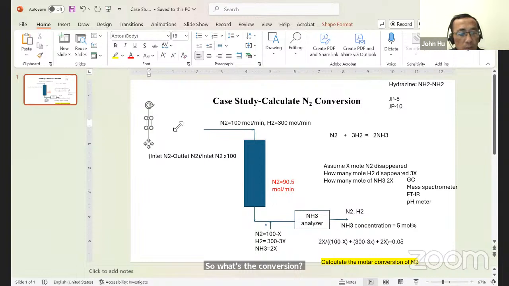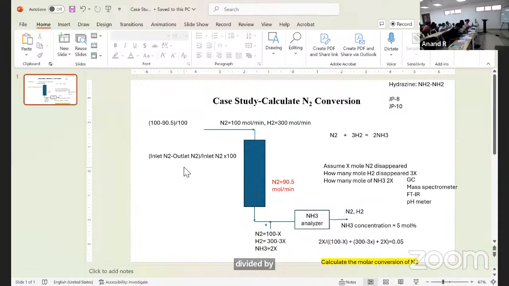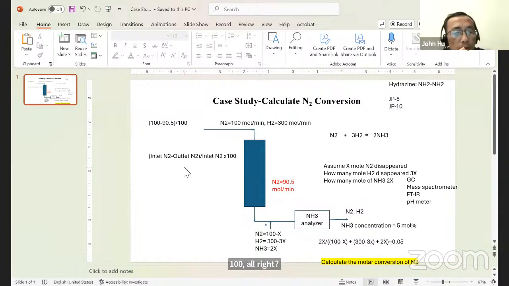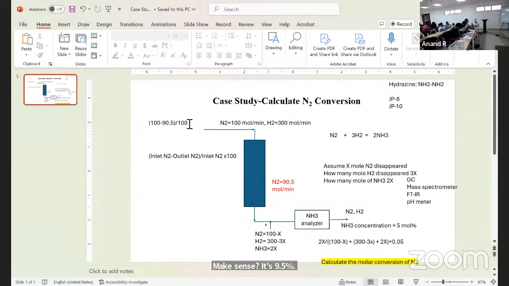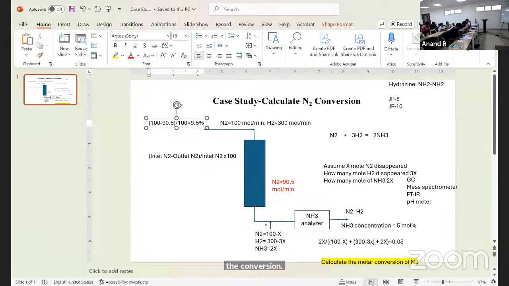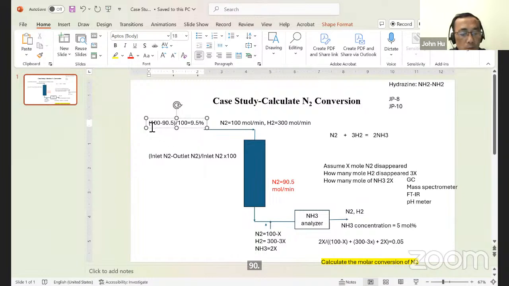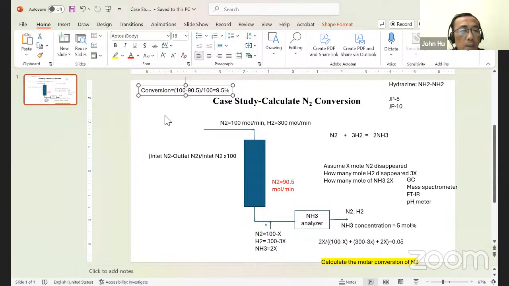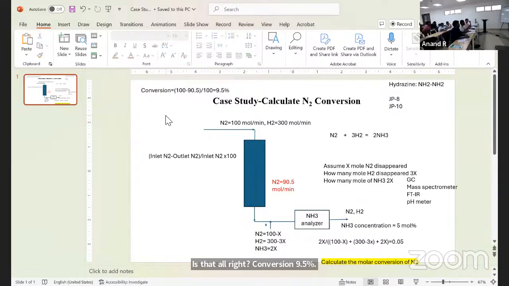N2 conversion. Basically, see this formula: 100 minus the leftover 90.5, divided by 100. All right? Make sense? It's 9.5% conversion. I'm talking about conversion. Is that right? Conversion 9.5%. Everyone agree?